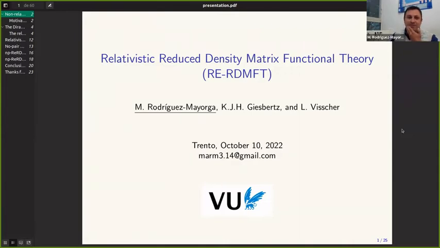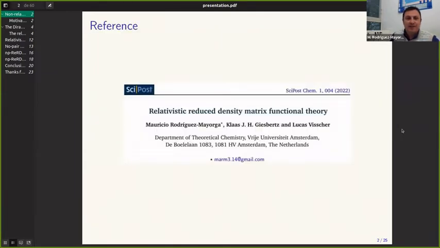Today, I will be describing this work where we have introduced relativistic reduced density matrix functional theory. Everything that I will comment in this presentation, you can find in these slides. It's been published and you can find the publication from this year.